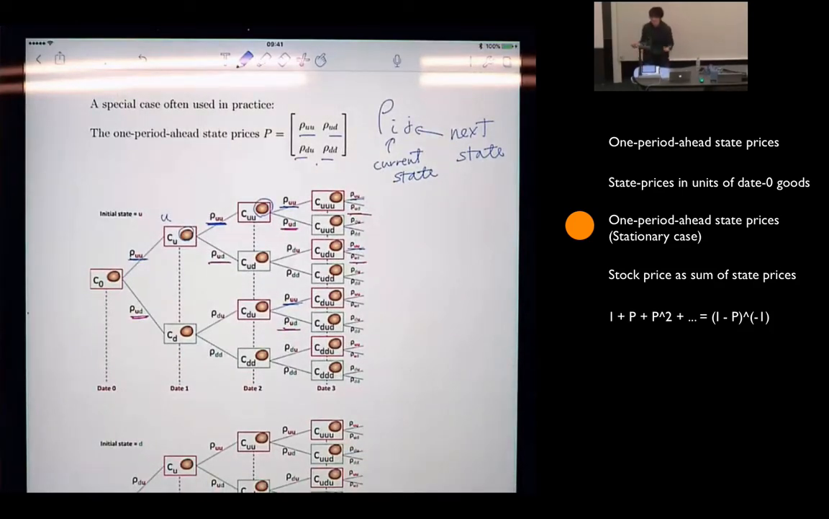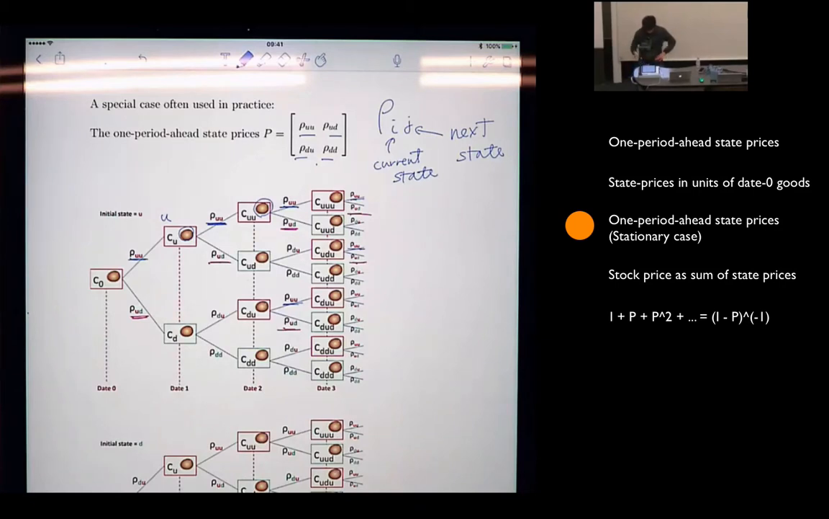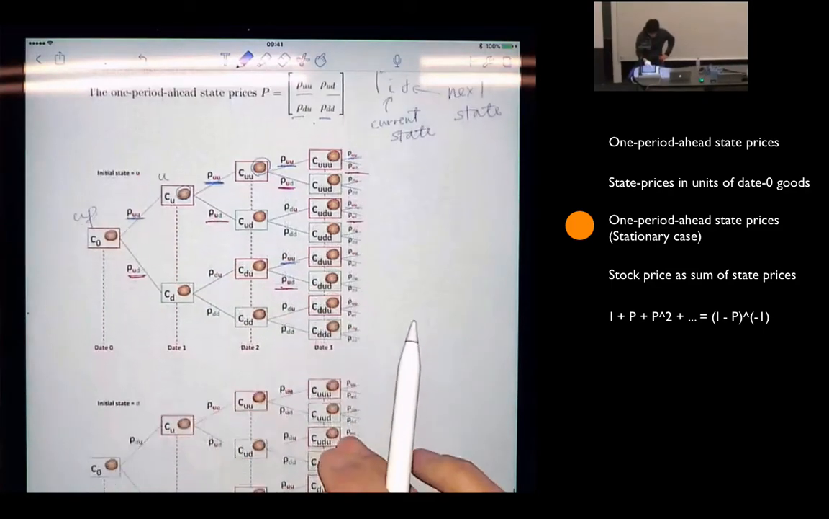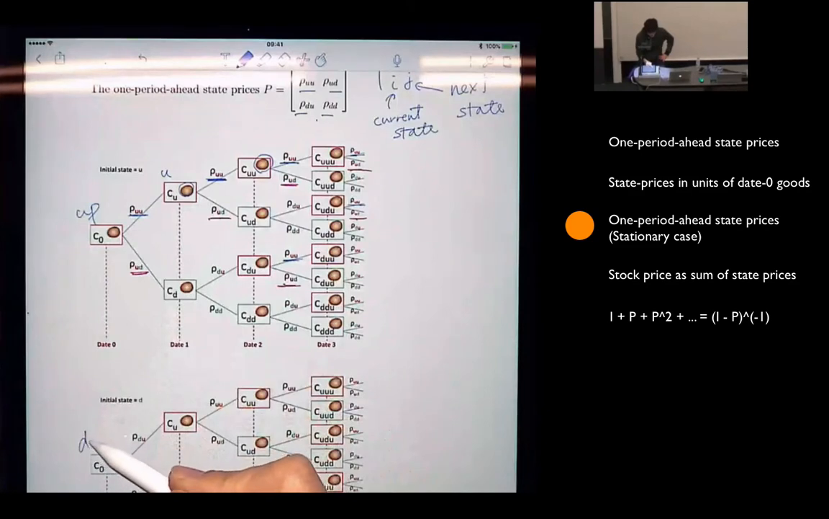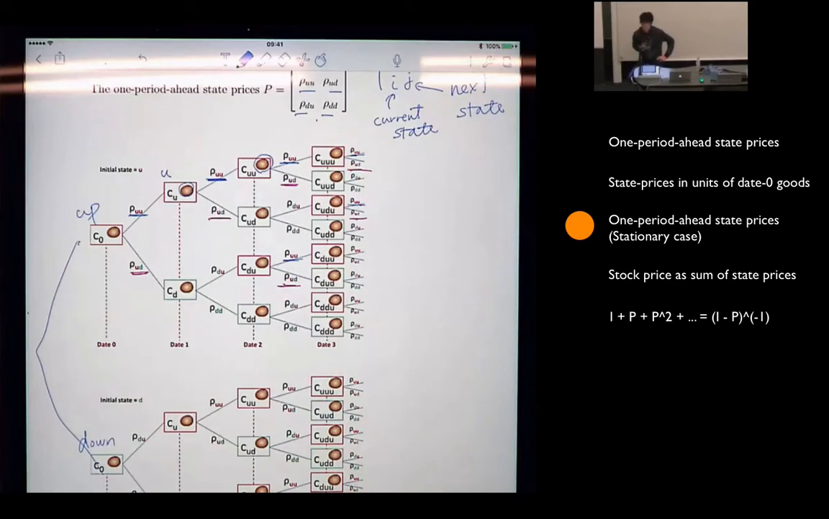If we have such simple patterns, then we can price more complicated assets. So let's first consider, by the way, these two diagrams, the top diagram and the bottom diagram, are almost identical. The only difference is the initial state. The initial state can be up or down. In the top diagram, the initial state is up. In the bottom diagram, the initial state of the economy is down. That's the only difference. The rest is the same.